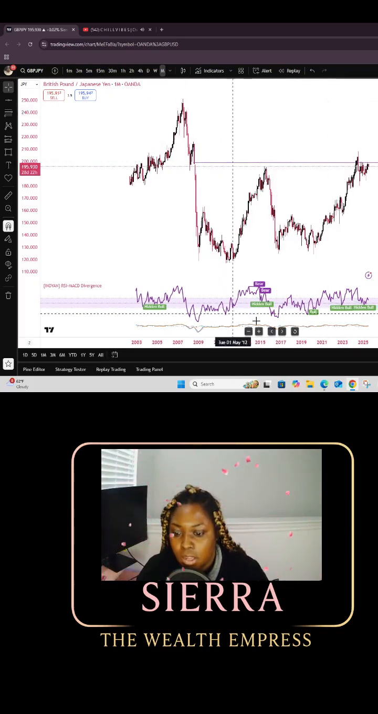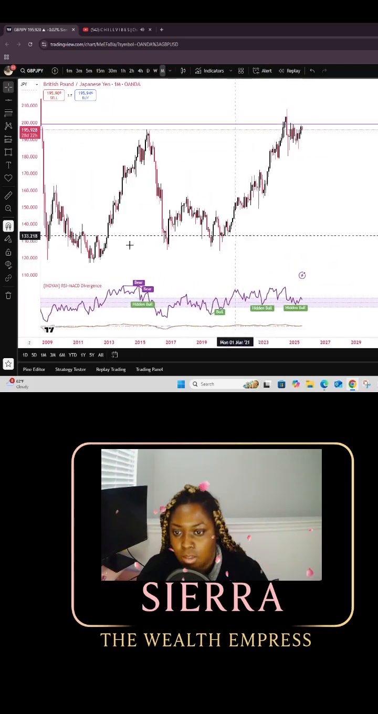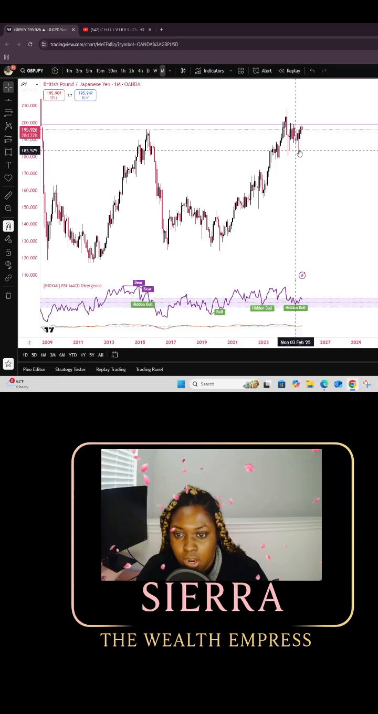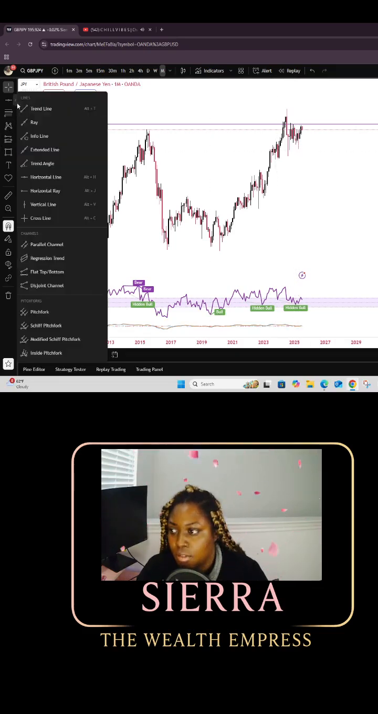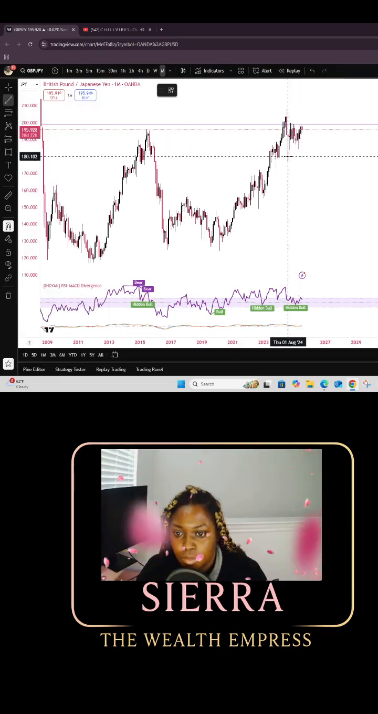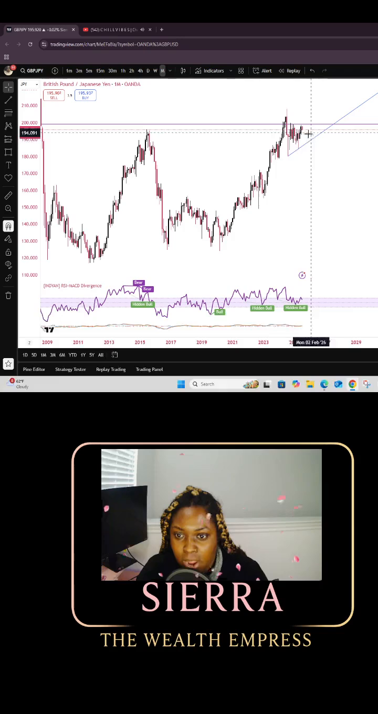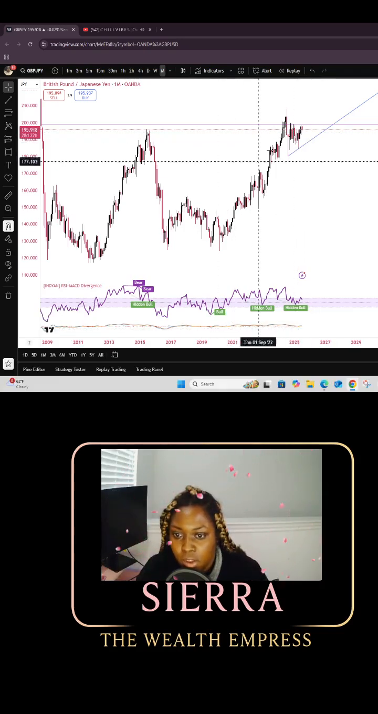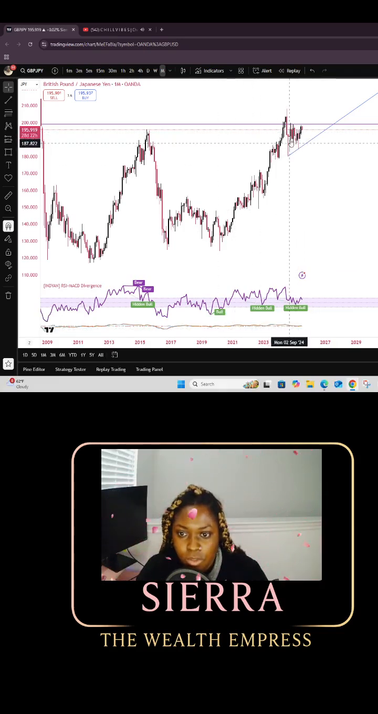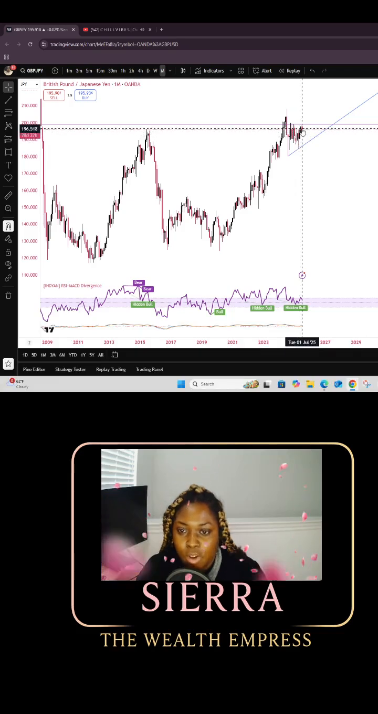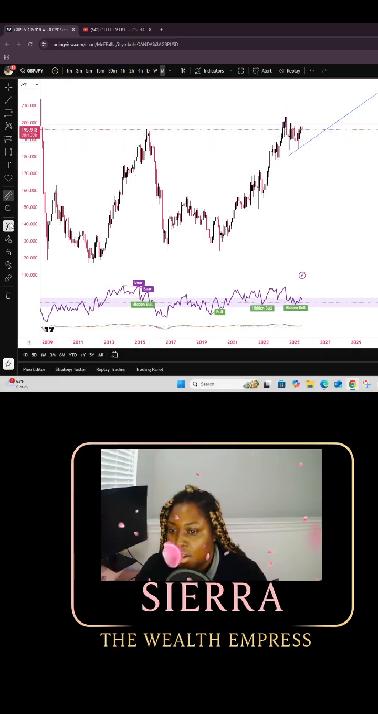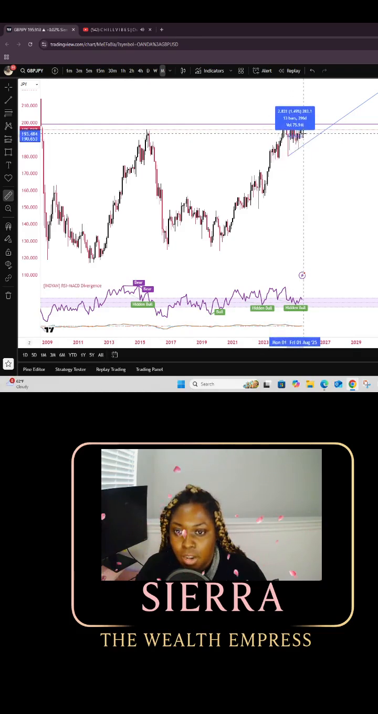Alrighty, and I see a trend line. I have a rejection point here and a rejection point here. All right, so as you can see, this is where current price is. Price has been in this area for the past 1, 2, 3, 4, 5, 6, 7, 8, 9, 10, 11, going on 12 months, past a year. Price has been in this area.